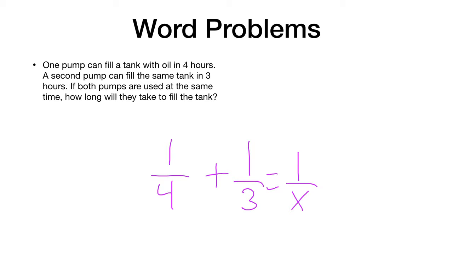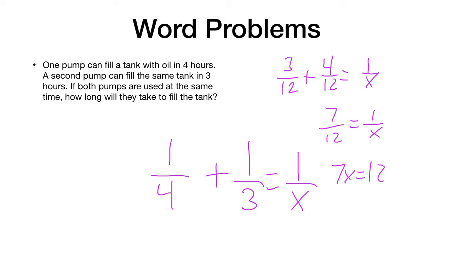So to do this, what we have to do, and we're going to do this a lot, is find our common denominator. The common denominator between 4 and 3 is 12, meaning 3/12 plus 4/12 equals 1 over x. 7/12 equals 1 over x. 7x equals 12. X equals 12/7, or 1 5/7.